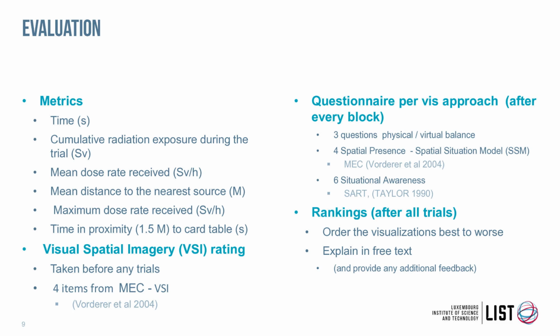The participants were asked to rate their visual spatial ability. This was to see if it had any impact on their performance. After each trial block, they were also asked to complete a questionnaire adapted from existing spatial presence and situation awareness questionnaires. In addition, 3 custom questions were added. These new questions focused on the perception of the real and virtual and the balance between the two. They were also asked to rank the visualizations and provide free-form responses.